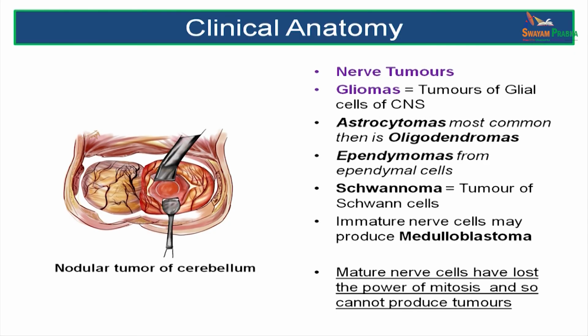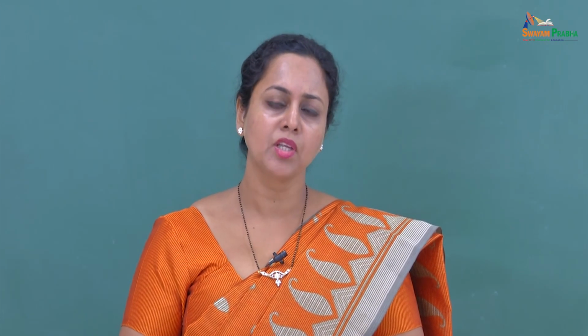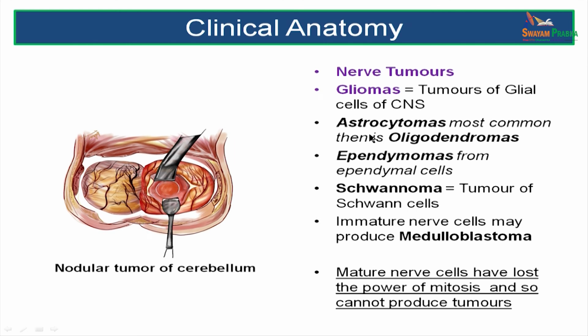Gliomas are tumors of the nervous system, but remember, mature nerve cells or mature neurons are not capable of division. So, tumors are rarely from the nerve cells, they are mostly from the glial cells. You could classify tumors of the nervous system as astrocytomas, oligodendrogliomas, ependymomas. Schwannomas are tumors of the Schwann cells of the peripheral nervous system. You can even get medulloblastomas, which are tumors of immature nerve cells.